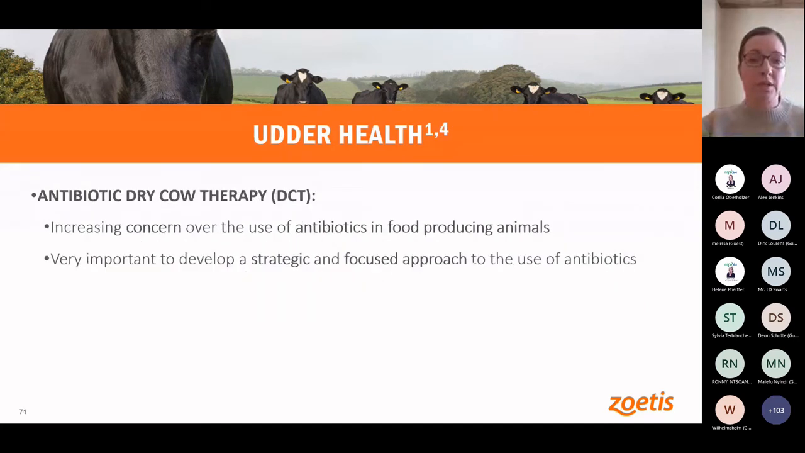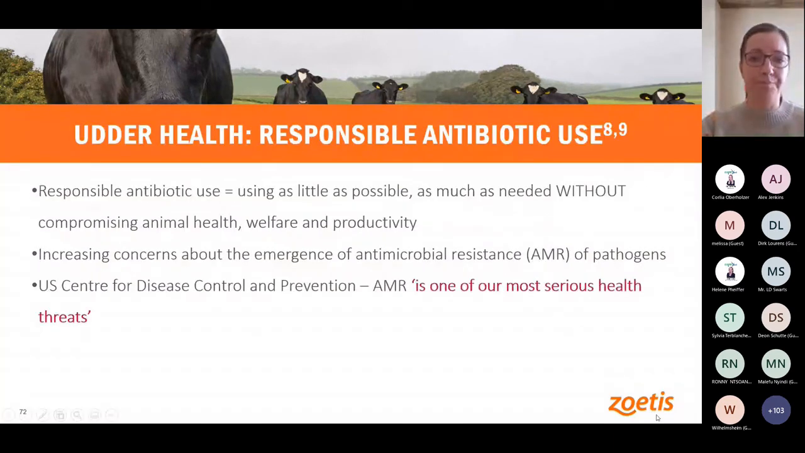So I've mentioned the increasing concern over antibiotics, especially in our food-producing animals. So it's very important that we have a strategic and focused approach, especially when it comes to the use of antibiotics, to work closely with our vets to make sure that we are using the correct antibiotics, whether it's dry cow therapy or lactating cow therapy. And also to make sure that, if we are using the correct products, we will be looking after our animals in the best possible way and hopefully get a cure in the fastest possible way.